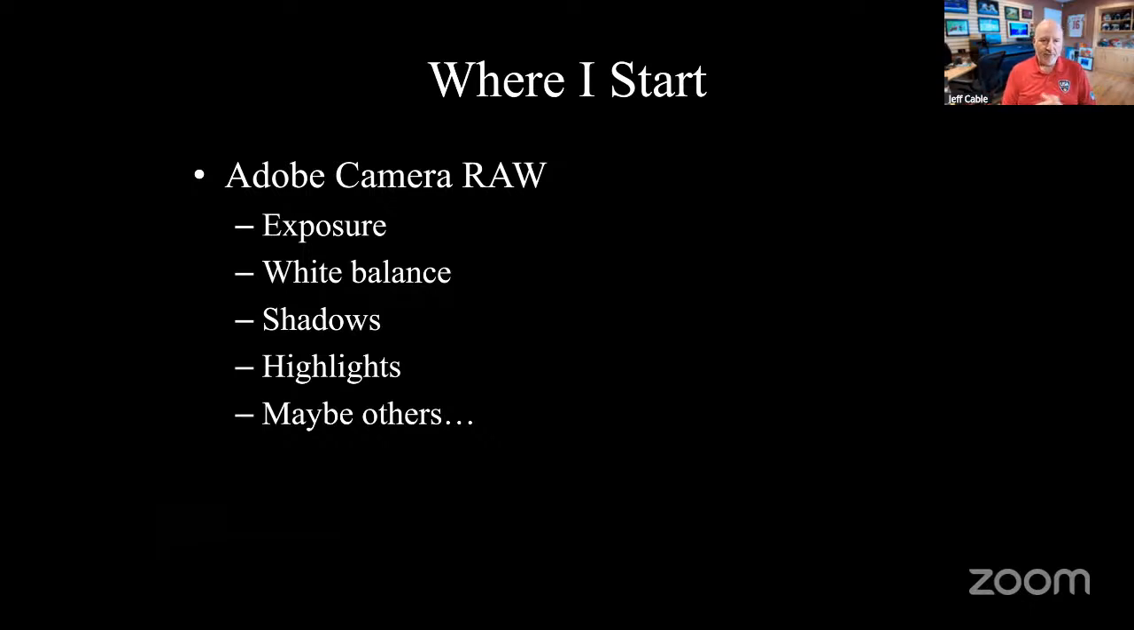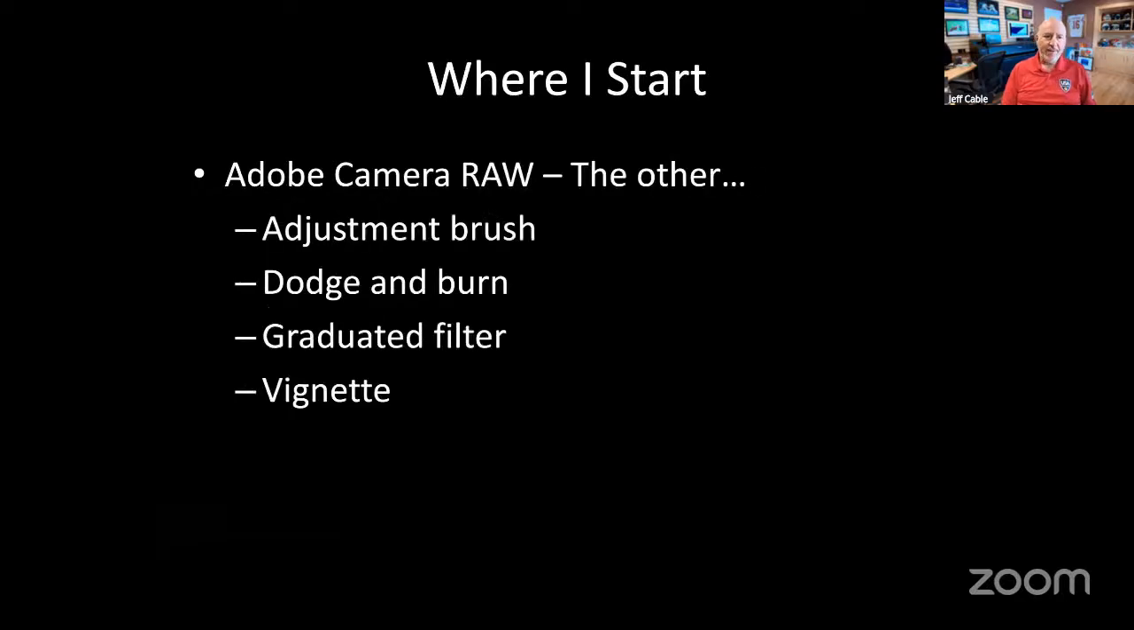So the first thing I do is start in Adobe Camera Raw, and this is pretty similar even in Lightroom. It allows me to do tweaks to exposure, white balance, shadows and highlights, and then maybe some others. And we'll talk about some of those others. That's why I put 10-ish favorite features of Photoshop. But those are what I use the most inside of the raw processing. And then I also sometimes use an adjustment brush, dodge and burn, graduated filters, and vignette. And I will show you that. Those are some of the bonus ones that I do inside of RAW.